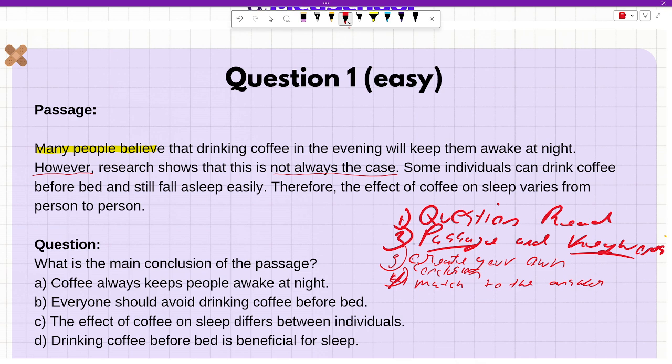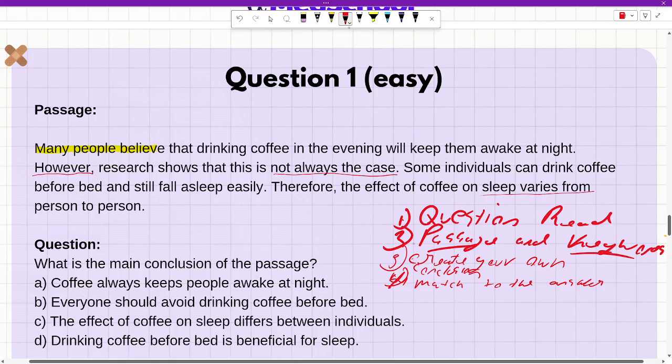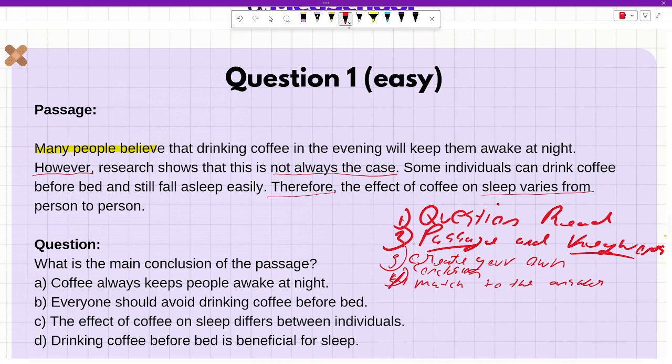Okay, some individuals can drink coffee before bed and still fall asleep easily. Therefore, the effect of the coffee on sleep varies. Also here, guys, therefore is a keyword. This is a very, very good keyword. Therefore, the effect of coffee on sleep varies from person to person.